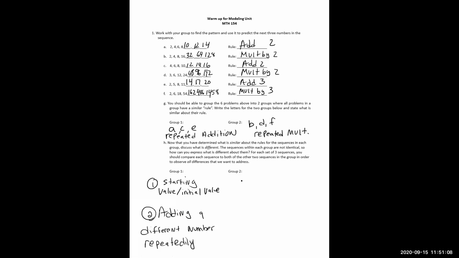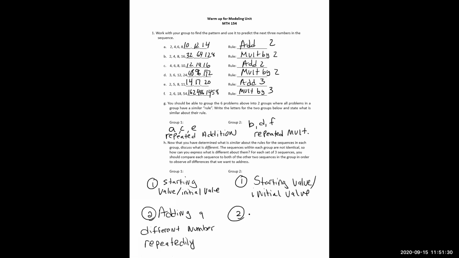Okay, group 2. Number 1, difference, same thing. Your starting value or your initial value is different, okay? B starts with 2, D starts with 3, and F started with the 2.